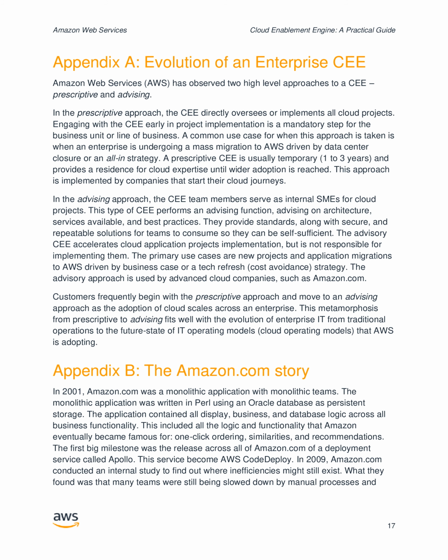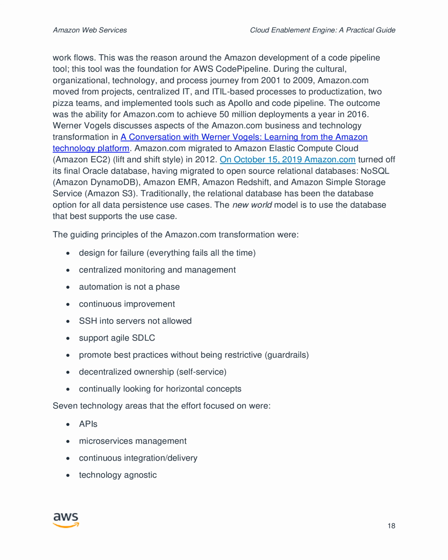The first big milestone was the release across all of Amazon.com of a deployment service called Apollo. This service became AWS CodeDeploy. In 2009, Amazon.com conducted an internal study to find out where inefficiencies might still exist. What they found was that many teams were still being slowed down by manual processes and workflows. This was the reason behind the Amazon development of a code pipeline tool. This tool was the foundation for AWS CodePipeline.